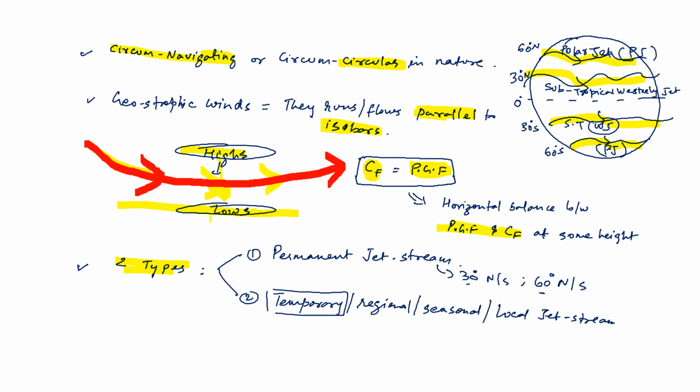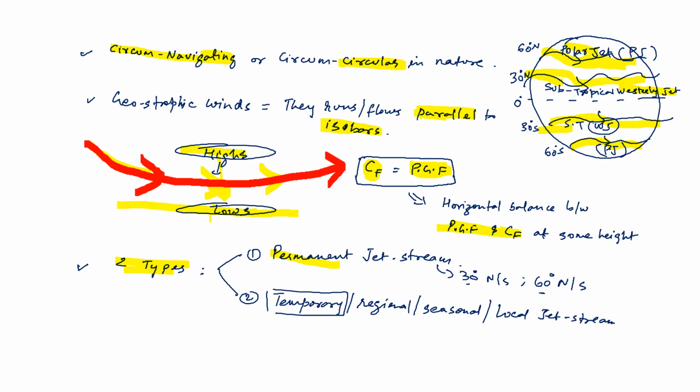There are two types of jet stream we can classify. One is permanent jet streams, found at 30 degrees north and south, and the second at 60 degrees north and south. The jet stream flowing at 30 degrees north and south is called the subtropical westerly jet stream, and the winds that flow at 60 degrees north and south are called polar jet streams. And there are many temporary, regional, seasonal or local jet streams.